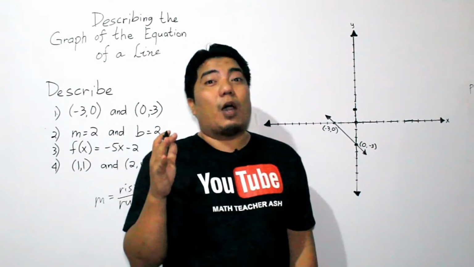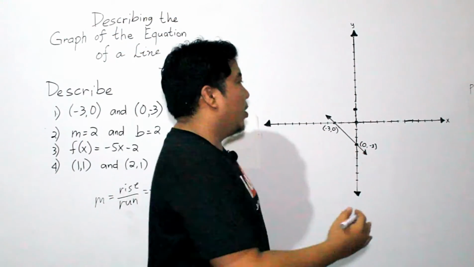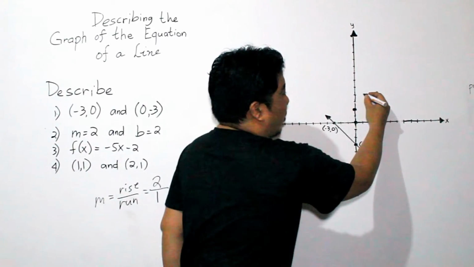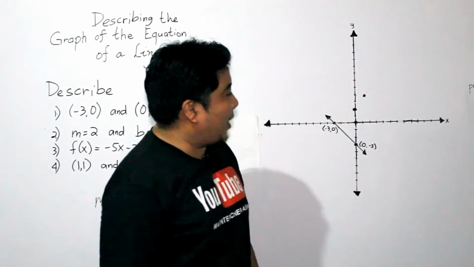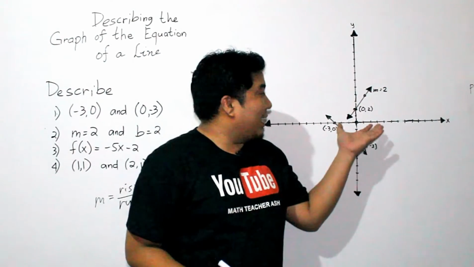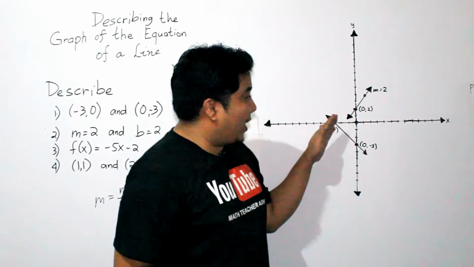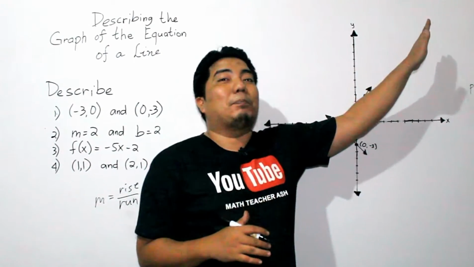And then we will use our slope. We go up twice and we run once. So we go up twice and then we run once, so that is here. Okay. So basically, if you connect these dots, you will have a graph like this. So as you can see, this is increasing. It started from the bottom, then goes up.